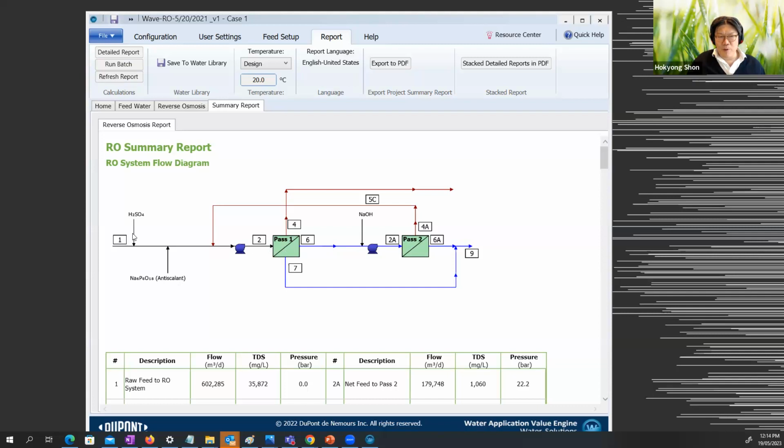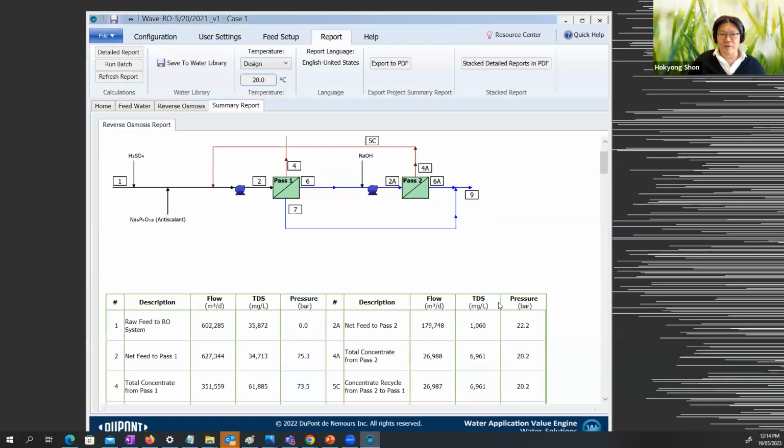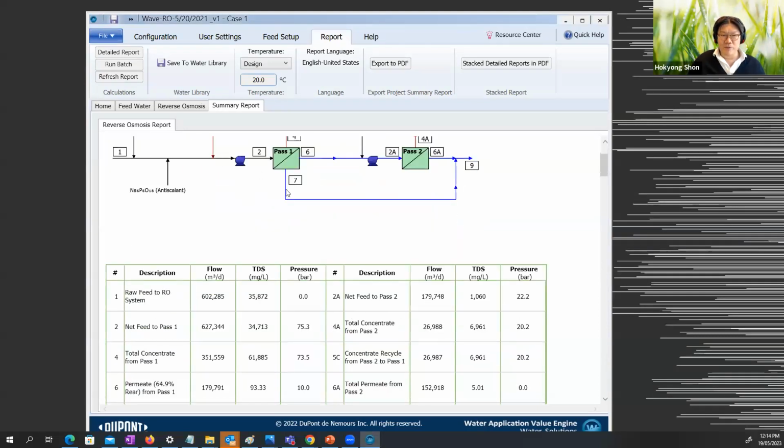So you can see point 1 is the pretreated water. It's already pretreated. And then the second one is just the influent after your pH adjustment and the anti-scalant added, going through the first pass. So you can see the numbers. These numbers will show you your flow rate, the water quality, and your different pressure, everything. So you can see the numbers 1, 2, 3, 4, 5, 6. 1, 2, 3, 4, 5.